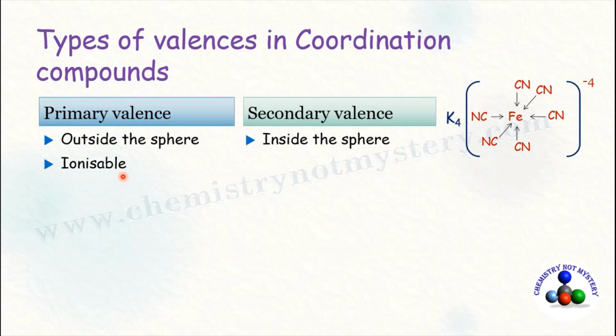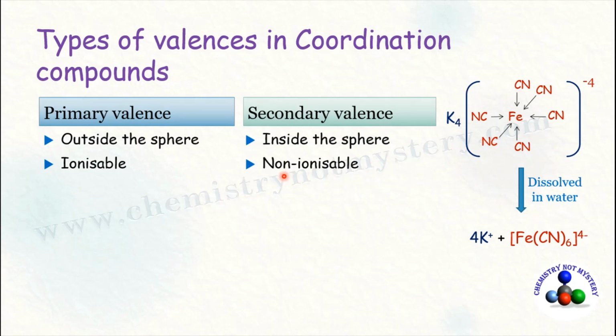Primary valency is ionizable valency. So when you dissolve this molecule in water, you will get 4 K plus ions and [Fe(CN)6]4- ions. Because primary valency is ionizable and here potassium is bonded by primary valency, it gets ionized on dissolving this molecule in water. Secondary valency is non-ionizable. That's why cyanide remains intact with iron, even on dissolving in water.